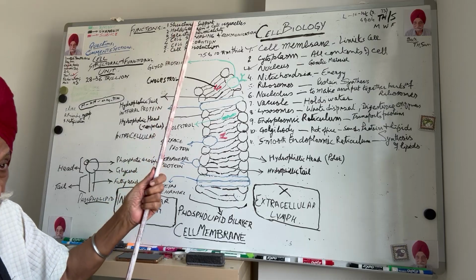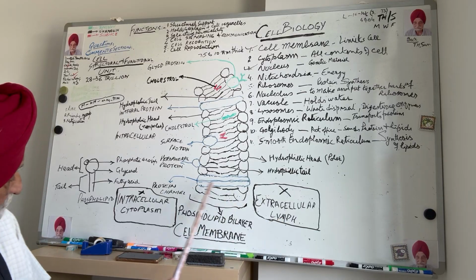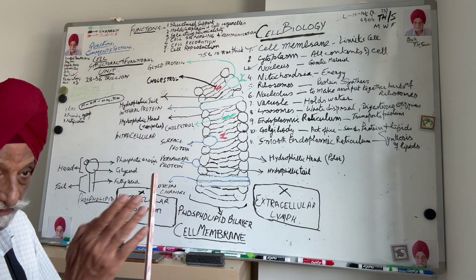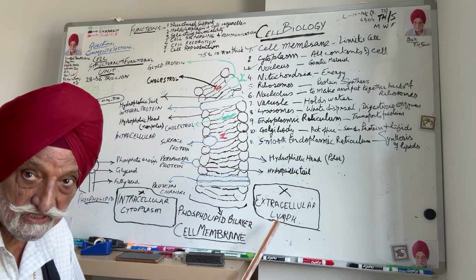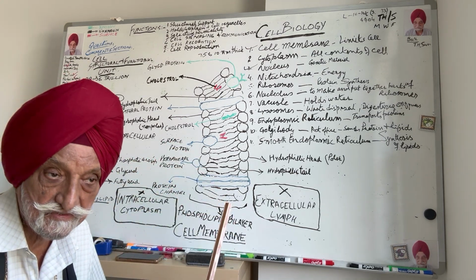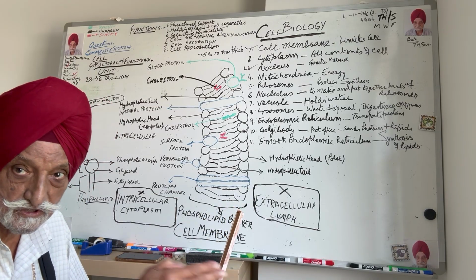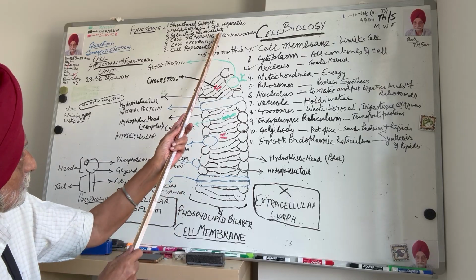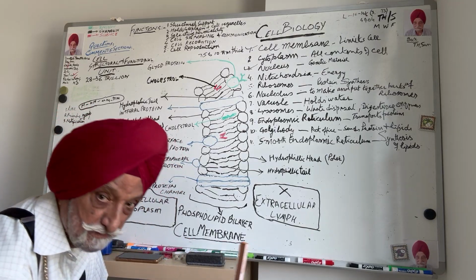The next function is selective permeability. Now, outside the cell is extracellular lymph, and inside the cell is intracellular cytoplasm. So, in between the extracellular material, I mean the lymph, and the intracellular material, I mean the cytoplasm, the plasma membrane is there. And this plasma membrane permits things from lymph to the cytoplasm and from the cytoplasm to the lymph. This is what we call selective permeability.